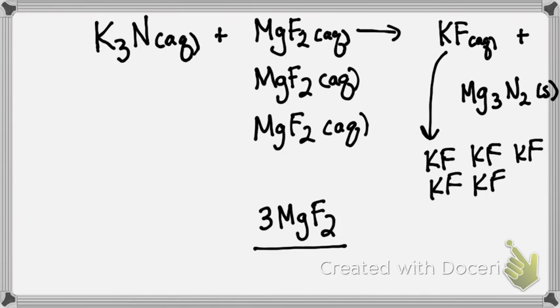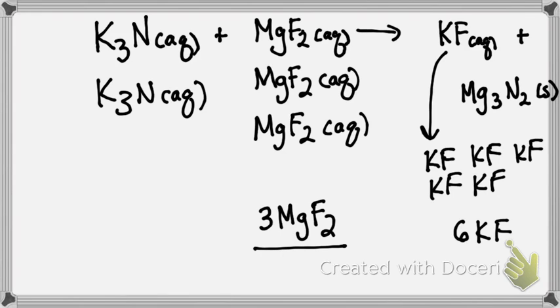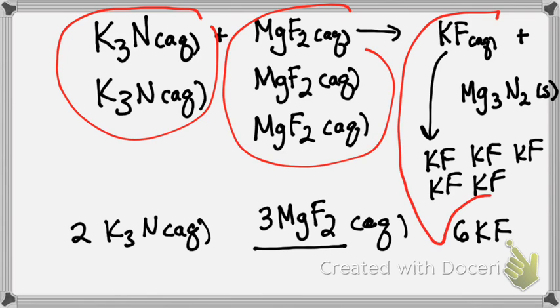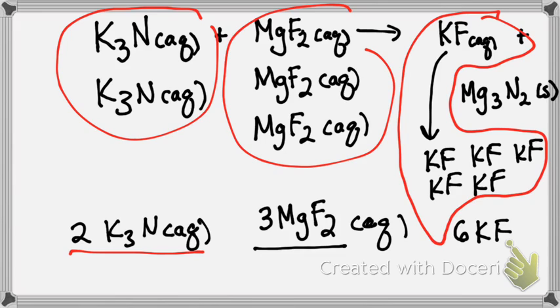Where'd you get 6 from? So this is equivalent to 6 KF. Well, now I need 6 Ks. I've only got 3, so let's add another K3N. Well, that's the same as 2 K3N. So you can see balancing is just writing this in a more condensed form. Instead of writing it like this, I can write it like this. Much less busy, a lot easier to interpret, but at the end of the day, it's shorthand.